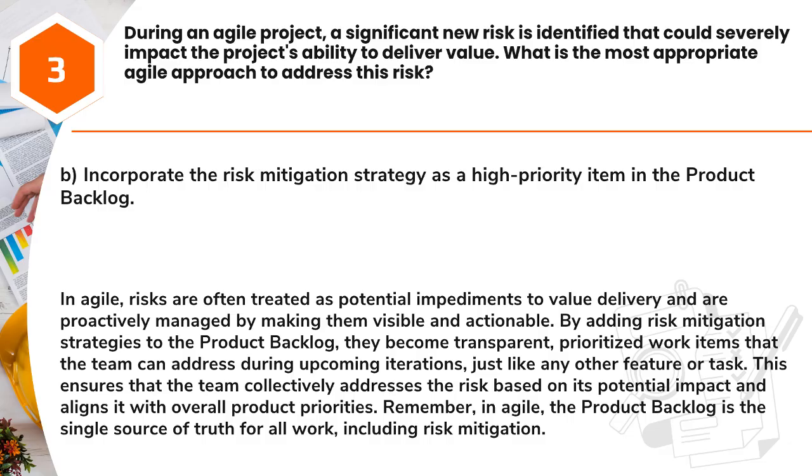This ensures that the team collectively addresses the risk based on its potential impact and aligns it with overall product priorities. Remember, in Agile, the product backlog is the single source of truth for all work, including risk mitigation.